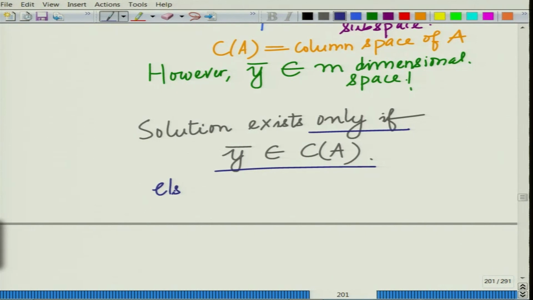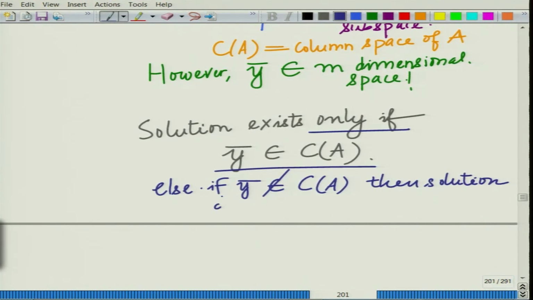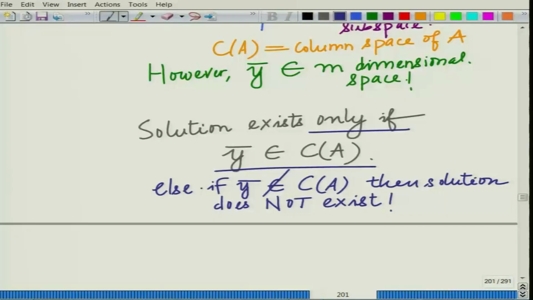Else, if y bar does not belong to the column space of A, then the solution does not exist. That is, you cannot determine an x bar which satisfies the condition y bar equals A x bar, because any A x bar has to lie in the span of the columns of A, and y bar lies outside this n dimensional subspace.